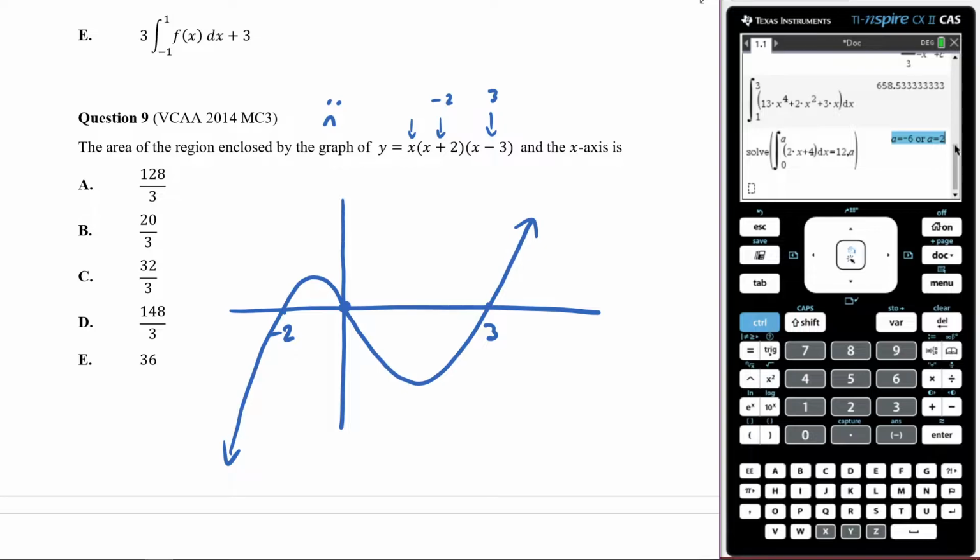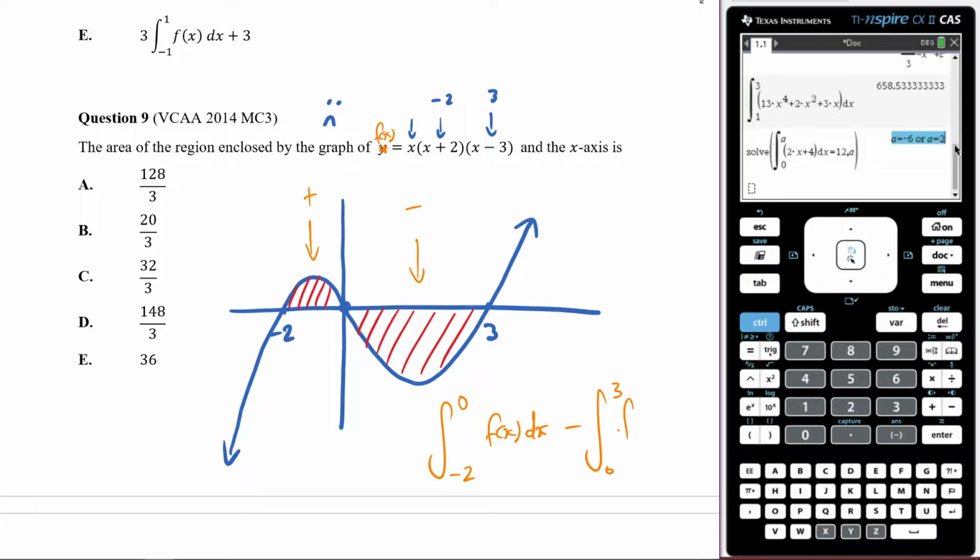Now, what I want to do is find the area of the region enclosed by the graph and the x-axis. So I'm after this, I'm after that. Again, it's the same type of logic as before. We know that this here is going to be positive area. This here is going to be negative area. So that means I'm going to have to go from 0 to -2. Remember, my bigger number always goes on top. I'm just going to call this f of x. The integral of f of x dx, then minus, because this is underneath the x-axis, the integral between 3 to 0 of f of x dx. And that is what I'm going to do.